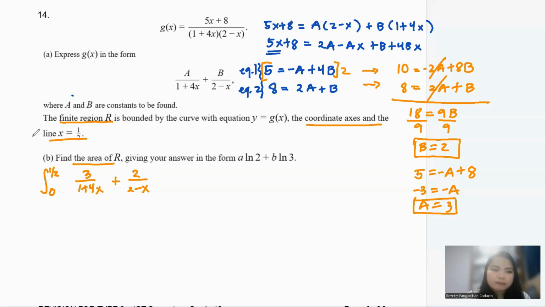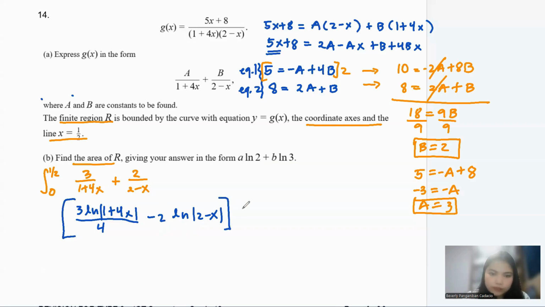Okay, let's integrate. So it will become 3 ln of 1 plus 4x. You're not stopping there. You need to do the chain rule. The derivative of 4x is 4, so divide by 4. Then 2 ln of 2 minus x, and the derivative is negative 1 because you have negative x. You can just make it negative 2 instead: 2 divided by negative 2. So you're going to have negative 2 in that part.